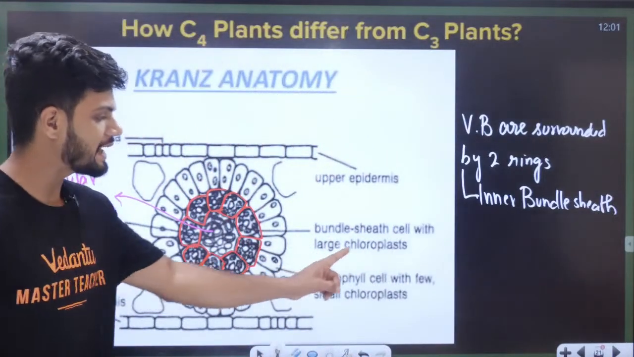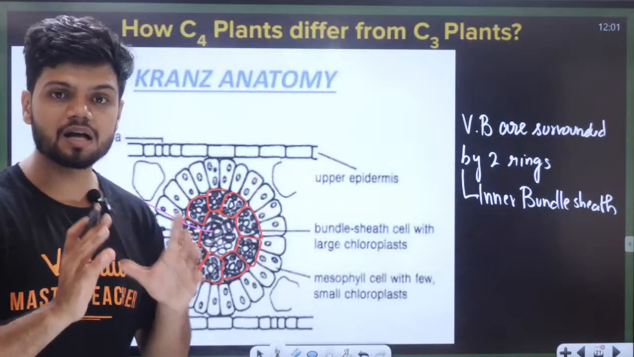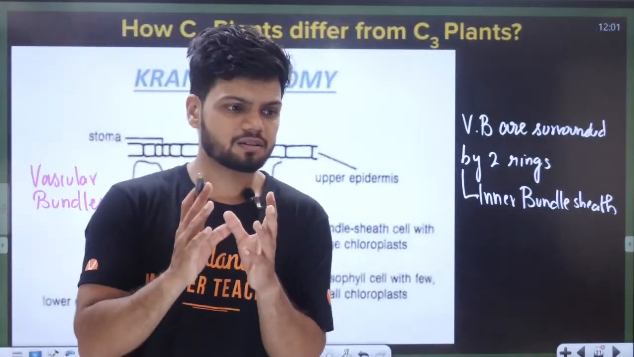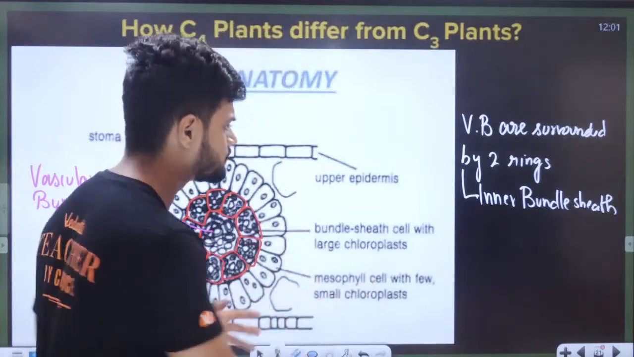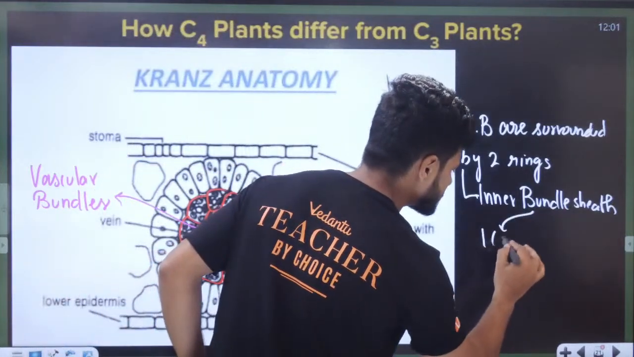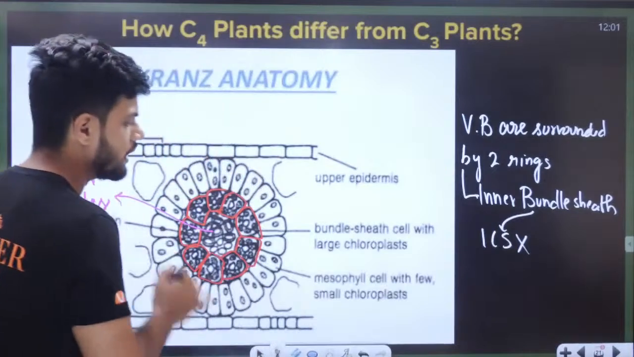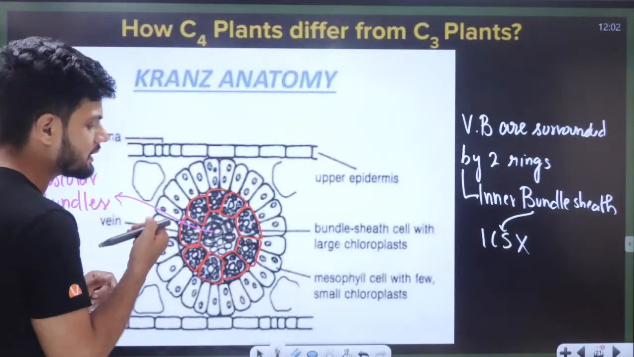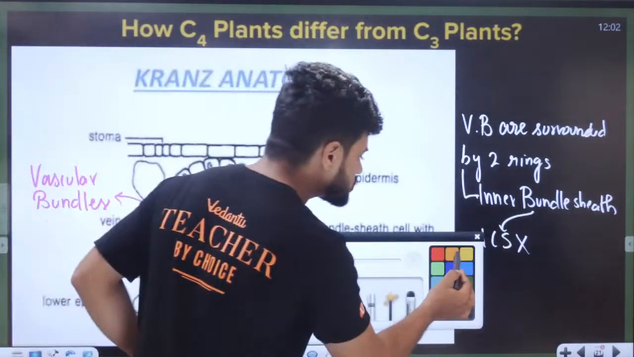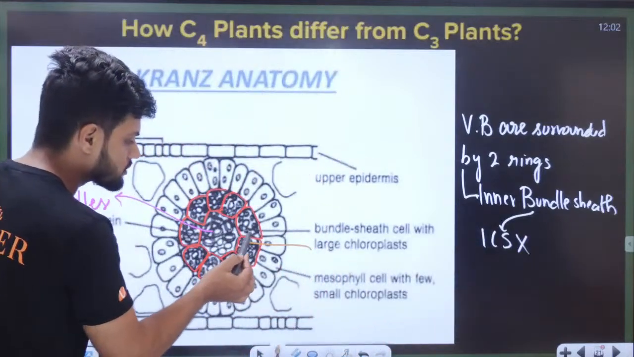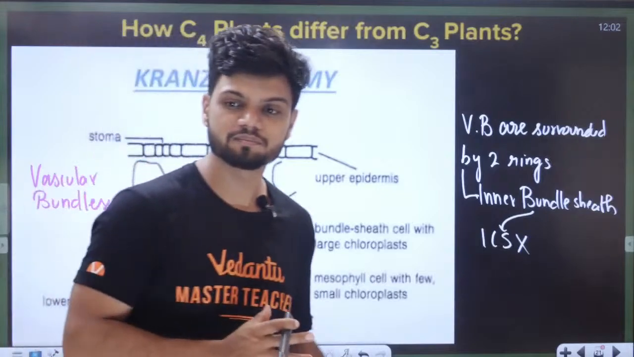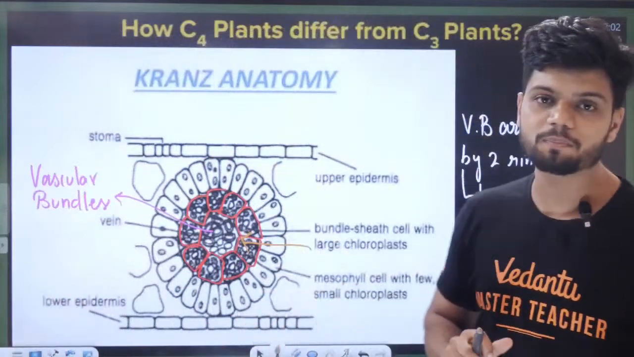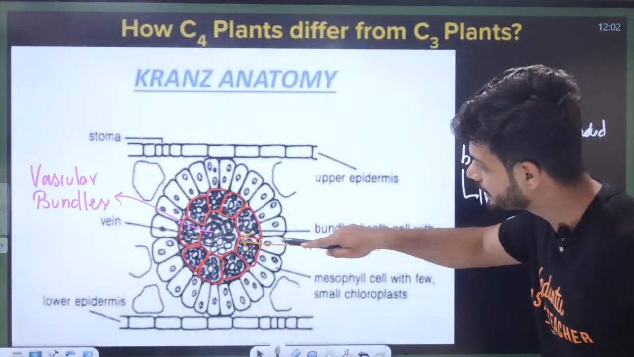And this bundle sheath has large chloroplasts and some kind of impermeable substance. There is no intercellular space here. It is completely impermeable. Nothing can enter here. Now tell me, students, if oxygen cannot enter inside, there will be no photorespiration at all.